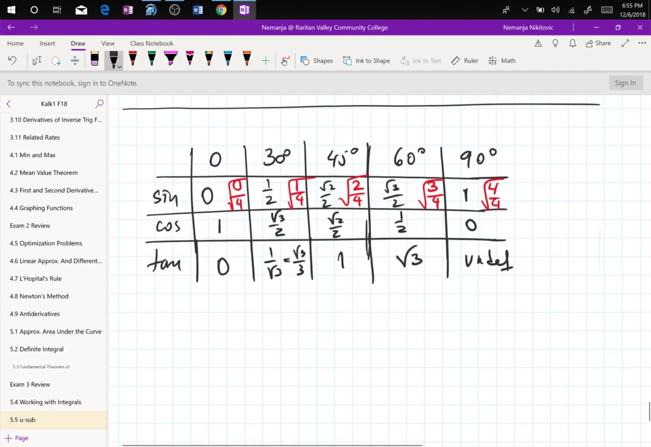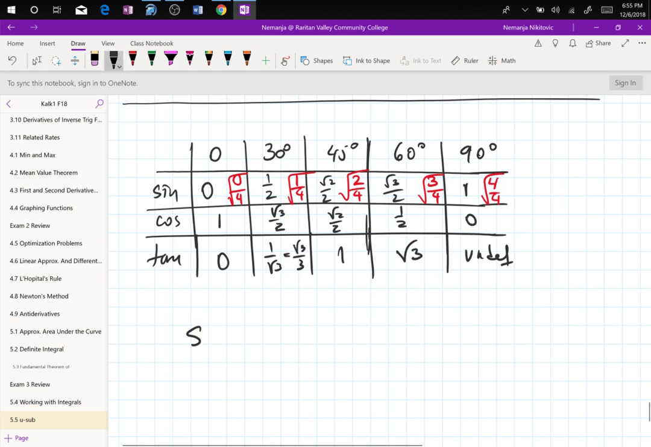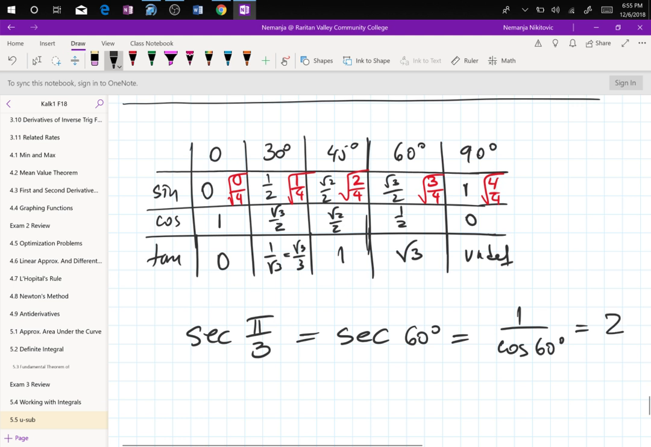So now, what is the secant of pi over 3? Well, pi over 3 is 60 degrees. So, secant is 1 over cosine of 60 degrees. Cosine of 60 degrees is 1/2, so it's 2. You get anything like this.